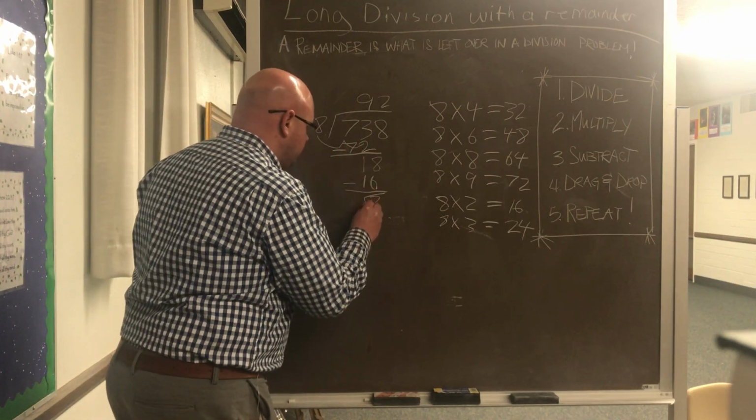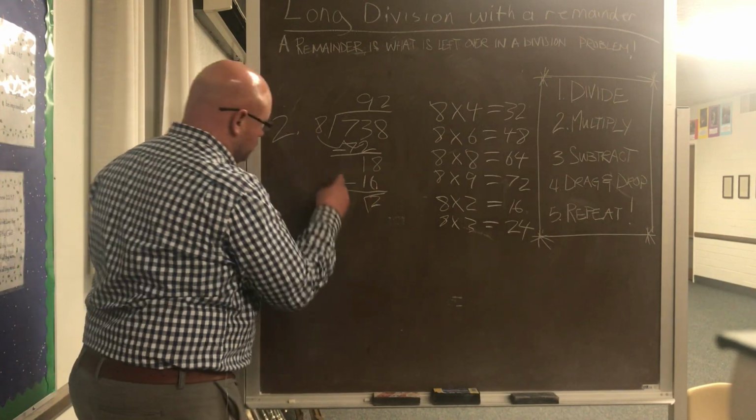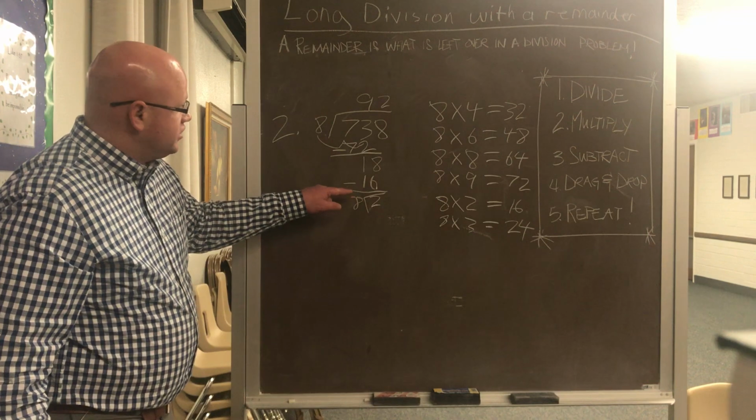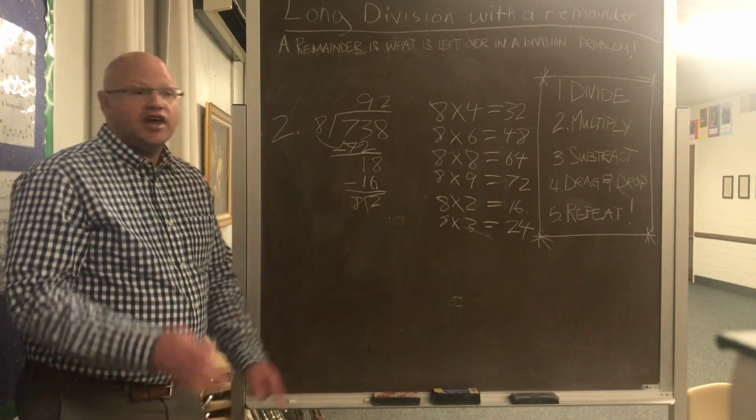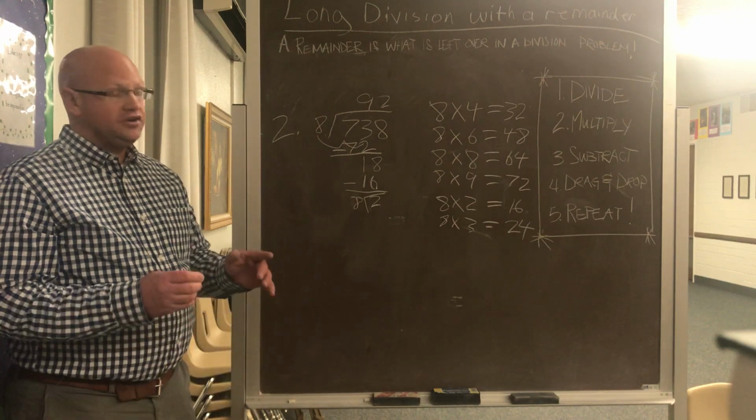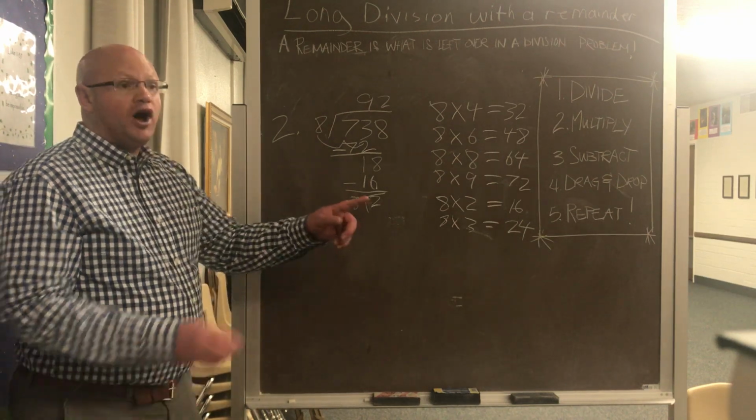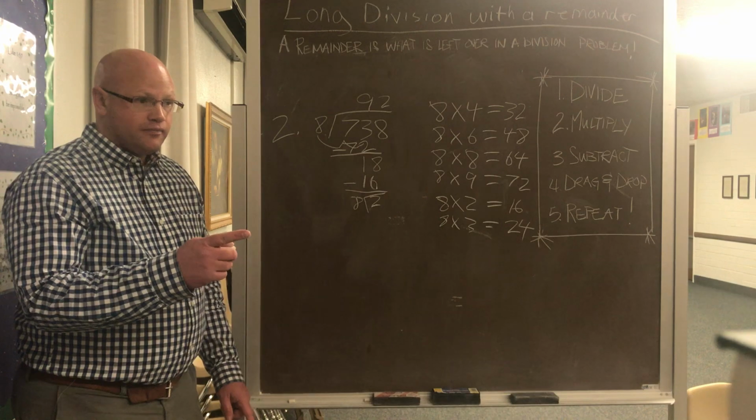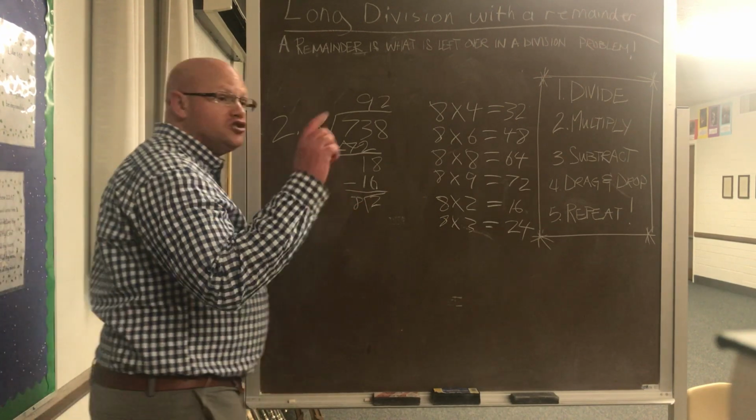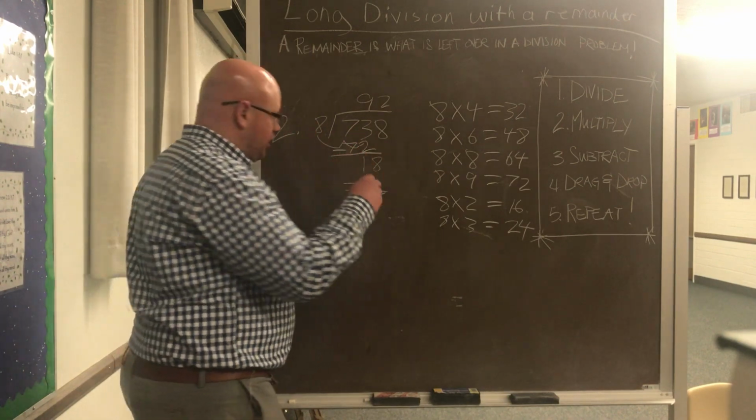So we're going to build the division house. We're going to bring that 8 down here, and we're going to go 8 divided into 2. Can we do that, class? No, we can't. Because, why? Why can't we do it? Yep, that's right. Because 8 is bigger than 2. So 2 is our remainder.